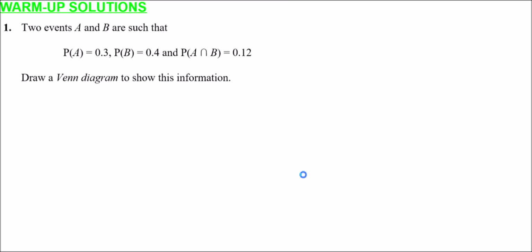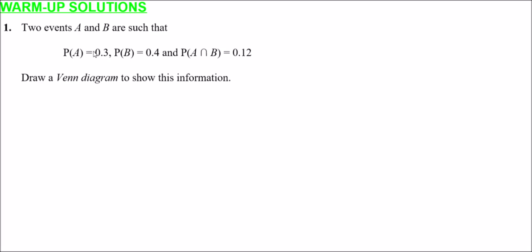So question 1, we've got 2 events A and B such that the probability of A is 0.3, the probability of B is 0.4, and the probability that we have A and B, the probability of the intersection, is 0.12. We're asked to draw a Venn diagram to show this information. So a couple of things to notice here. The first thing to notice is there's only 2 events, A and B, and there is an intersection. So we need a Venn diagram with 2 regions and an intersection for those regions.